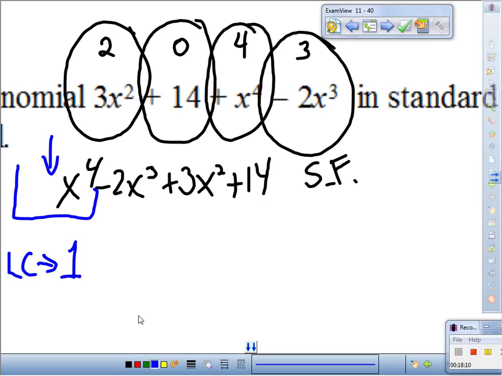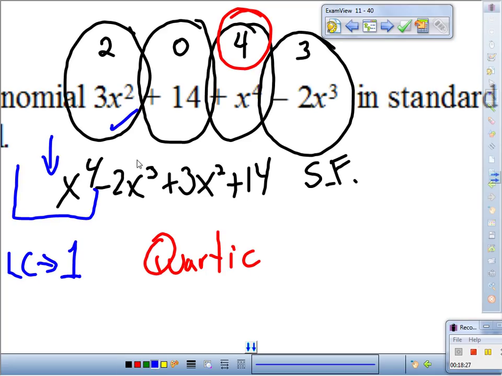Next, we need a name for this polynomial. We start with the highest degree. What is the highest degree? 4. That means this is a quartic. All right. Next, we need a last name. How many terms? Is it 1 term? Monomial? No. 2 terms? Binomial? No. 3 terms? Trinomial? No. Anything after that is a polynomial.